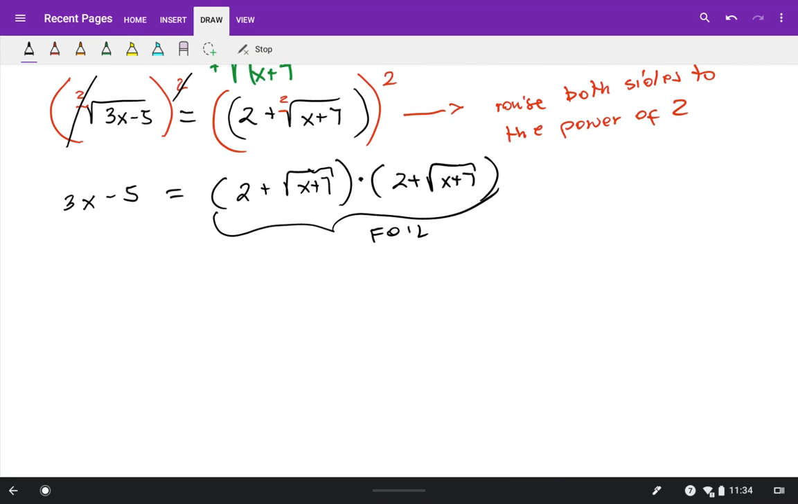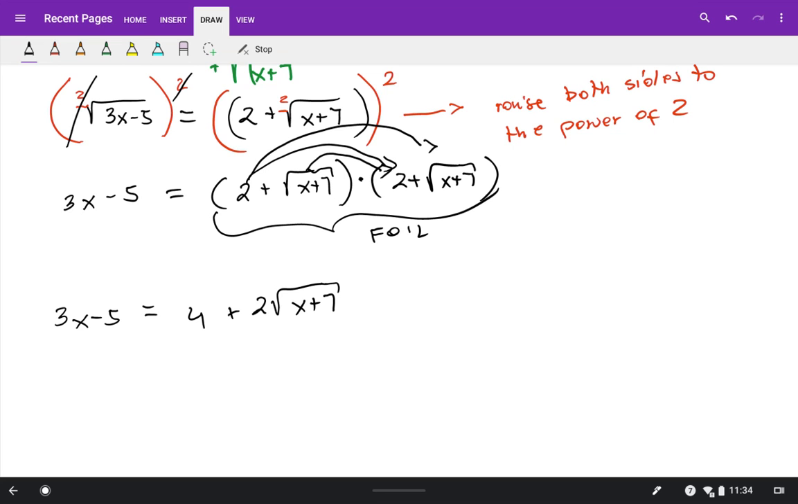Okay, so the left side, there's nothing I can do, so let me just copy 3x minus 5 equal. On the right side, I'm going to FOIL. So 2 times 2, I'm getting 4. 2 times square root of x plus 7 is just 2 radicals of x plus 7. Then you have square root of x plus 7 times 2. Excuse me, that will give you 2 square roots of x plus 7. So a number multiplied by a radical, you're putting that number in front of the radical. And square root of x plus 7 times square root of x plus 7.